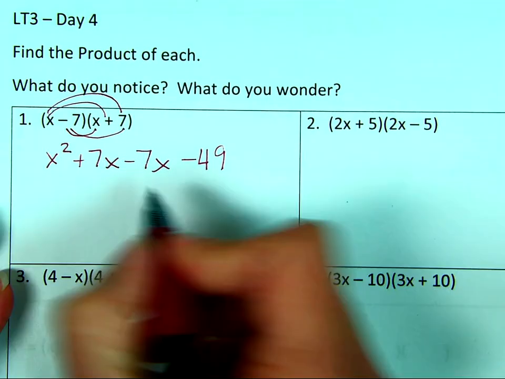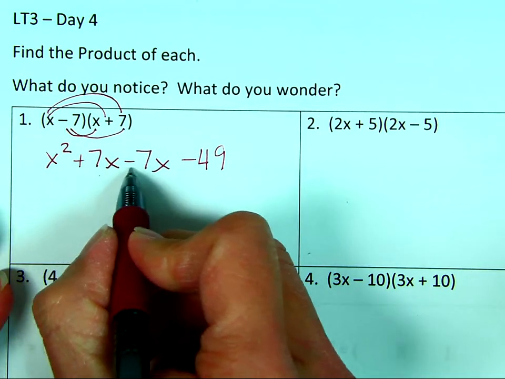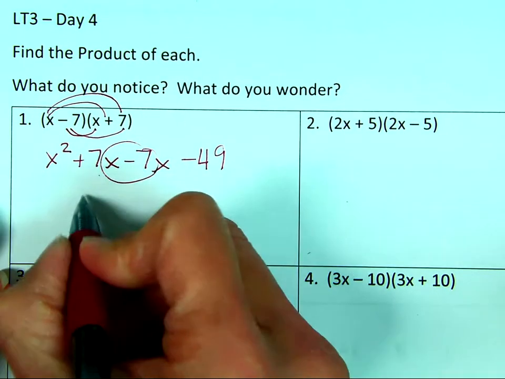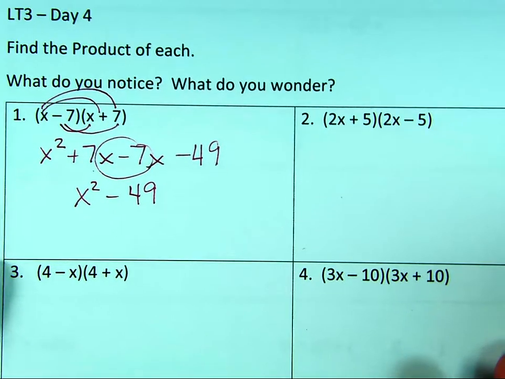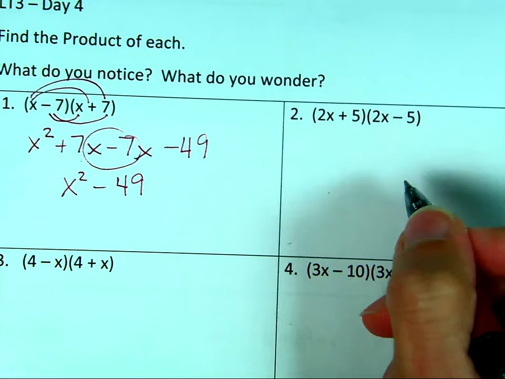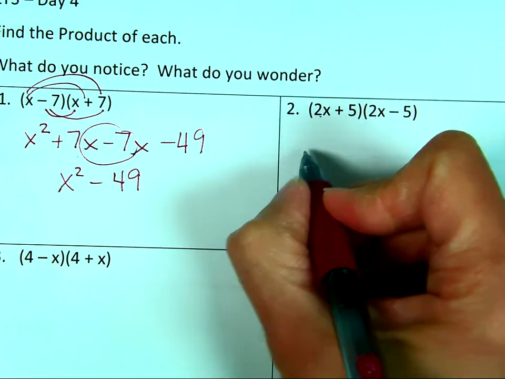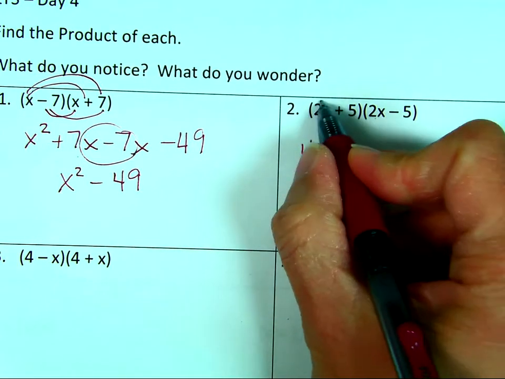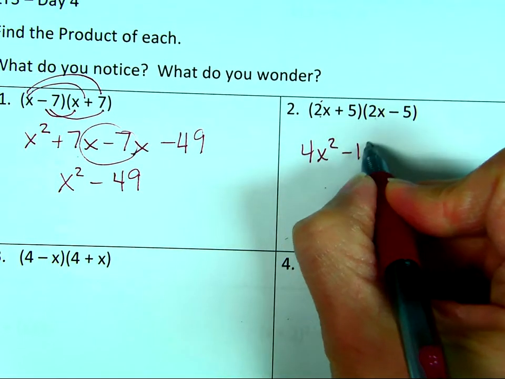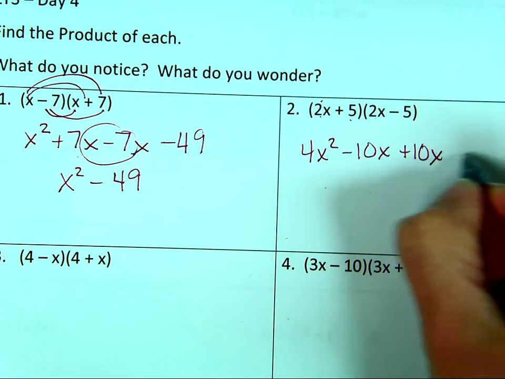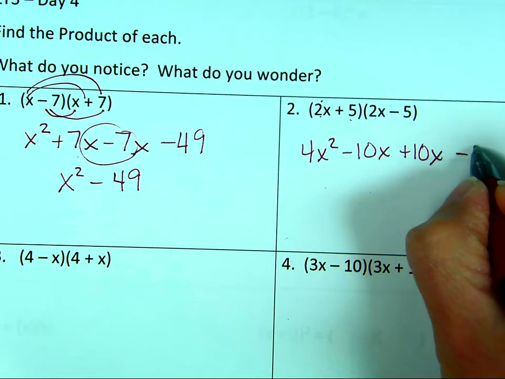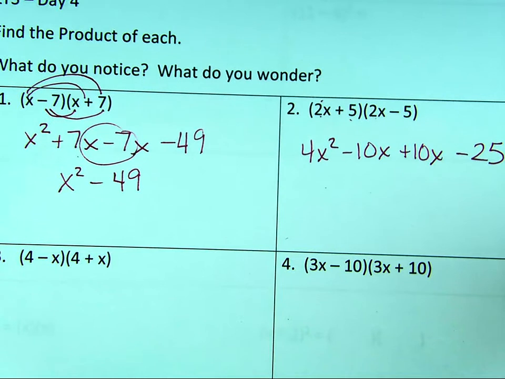So I notice that these are like terms, and I know that 7x minus 7x is 0, so I end up with x squared minus 49. Okay, I'm going to try these ones. So 2x times 2x is 4x squared. 2x times negative 5 is negative 10x. 5 times 2x is positive 10x. 5 times negative 5 is negative 25.